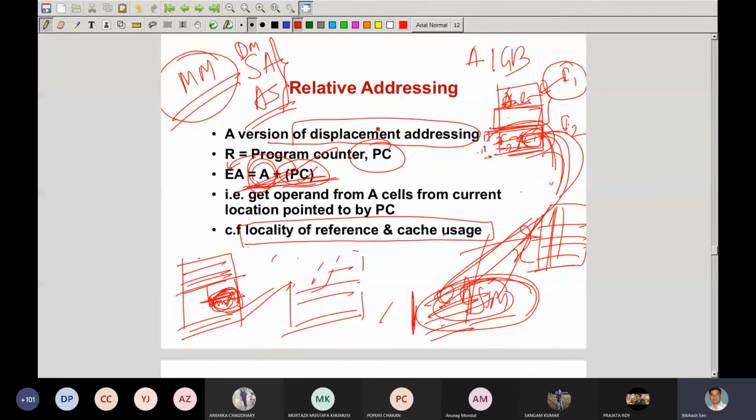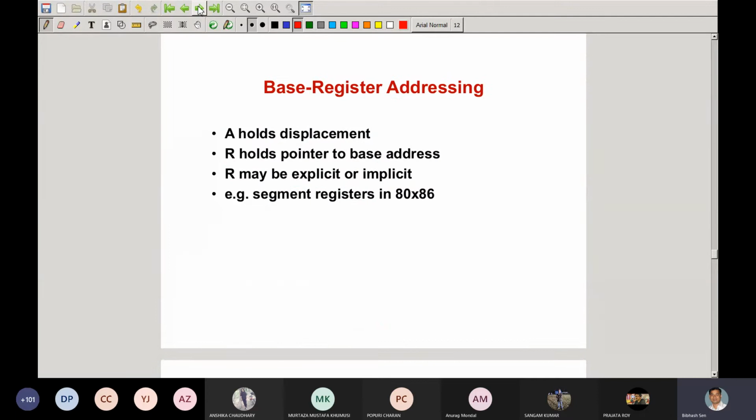But in this displacement mode, since only PC is used, relative, because the pointer, the program counter, which is automatically updated, now you are modifying with your programming capability. So that's why it is a relative value, not the normal increment that generally happens; it will not follow that. In base register, the register holds the displacement. In earlier cases, the effective address memory contains the displacement value. Here, the base register holds the displacement value.